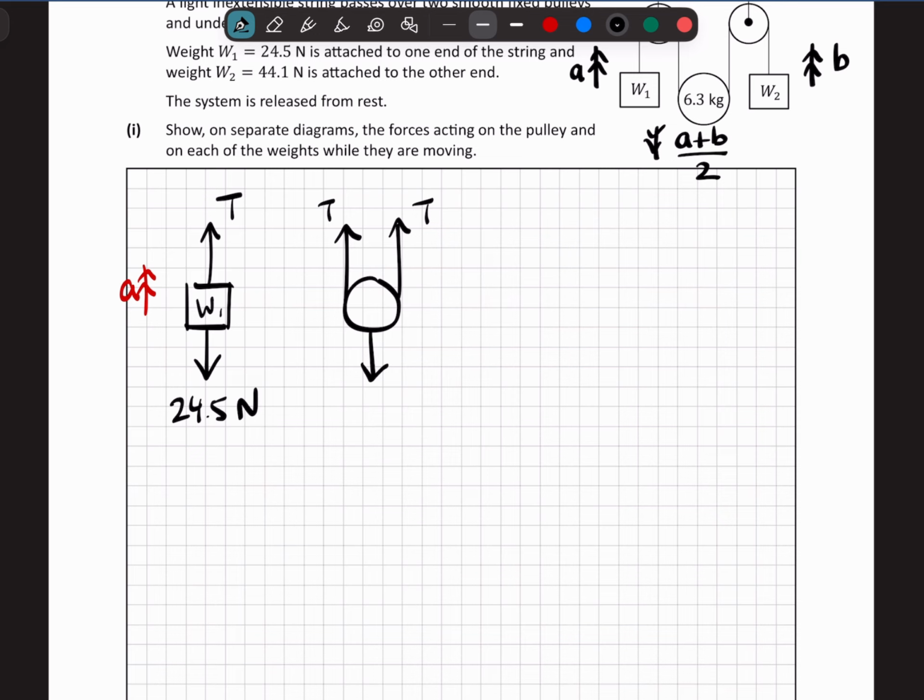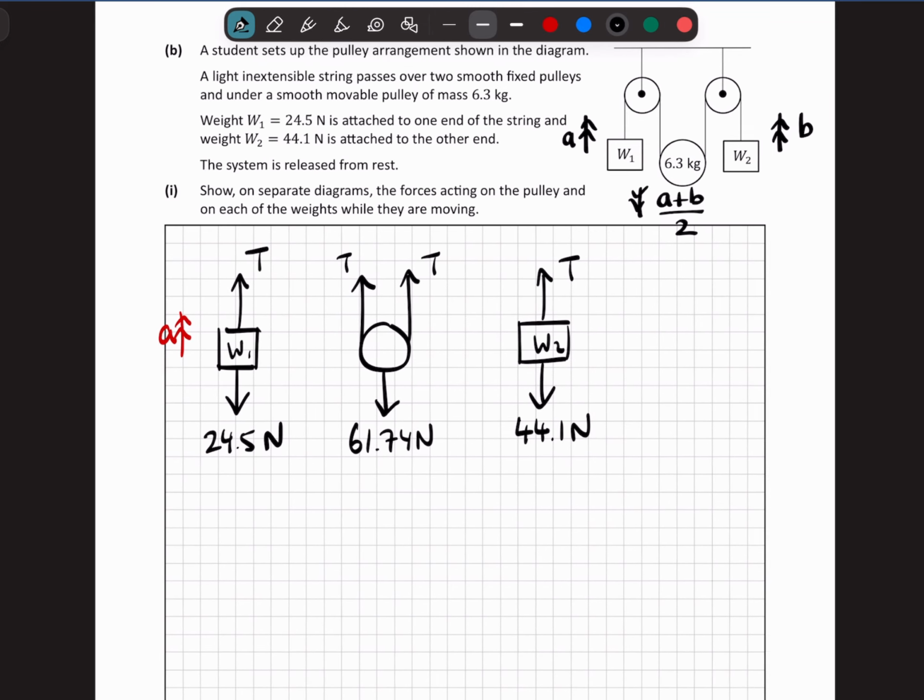You can plug it in as 61.74 newtons, and there's no harm in doing that, or you can say 6.3 g is perfectly fine as well. Then the last one here, my weight 2, acting upwards is the tension because it's all the same string. Acting downwards, from the question, I'm told it's 44.1 newtons.